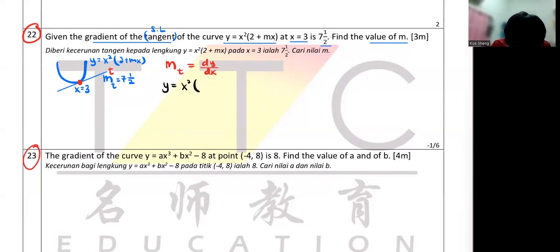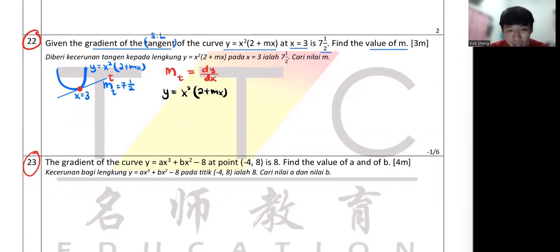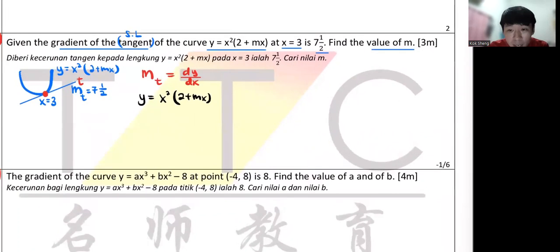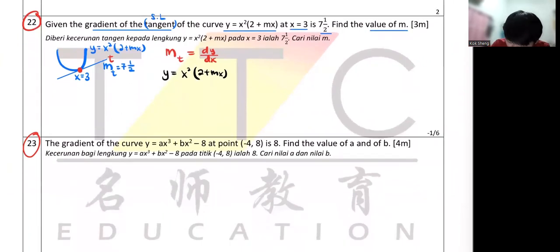So as I said just now, we need to differentiate the curve. For the curve here, the equation is x squared bracket 2 plus mx. Now here we have x, so it seems like we need to go for the product rule. But the bracket, you can expand, there's no power here. So no need to go for the product rule. You can save more time.